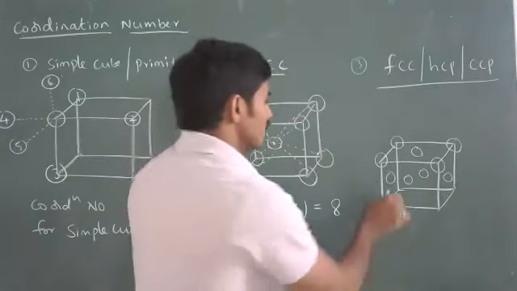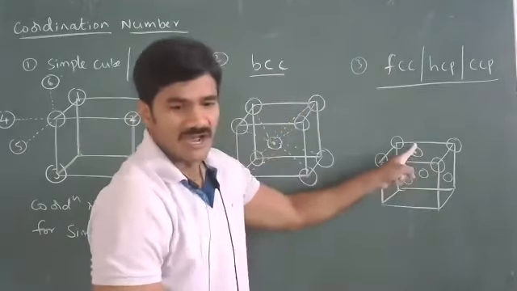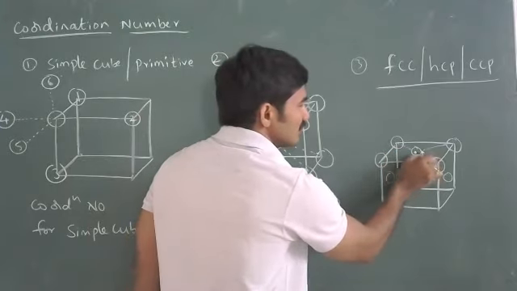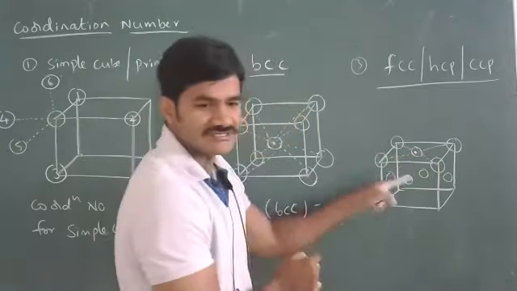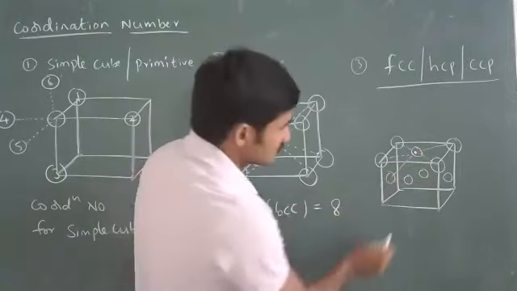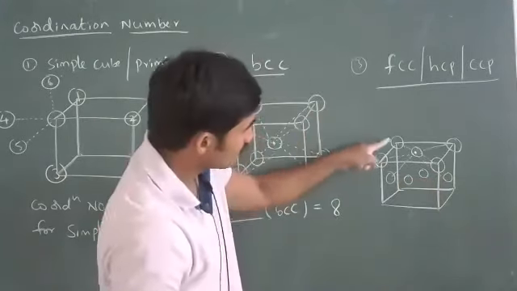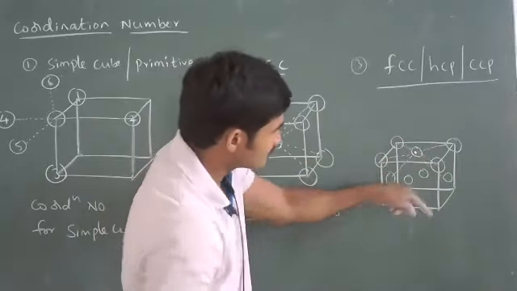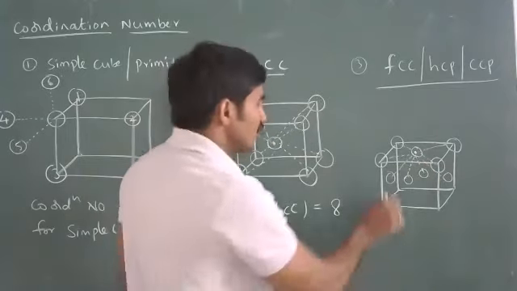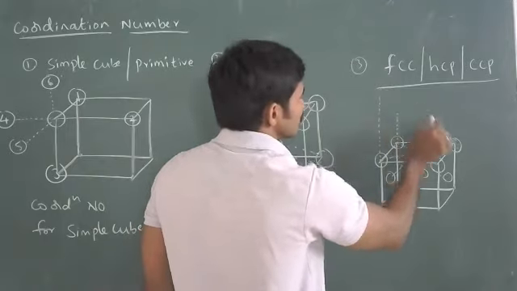Okay, so I'll take one more. You can see, I'll take this atom. How many atoms are touching this? 4 corners, 4 atoms are there. 1, 2, 3, 4. 4 atoms will touch here. And this face center atom will touch, this face center atom will touch, this face center atom also will keep on touching. Total how many are there? 1, 2, 3, 4, 5, 6, 7, 8. 8 are there. So again, if I take one more plane, one more layer above this, how will I get this?